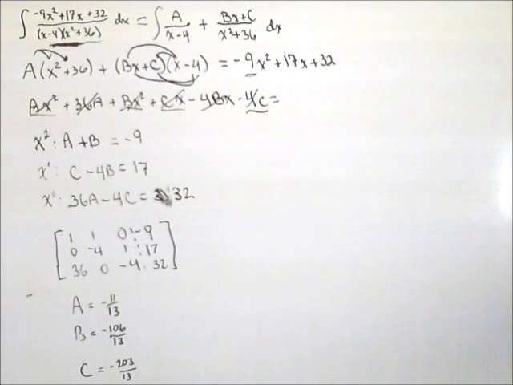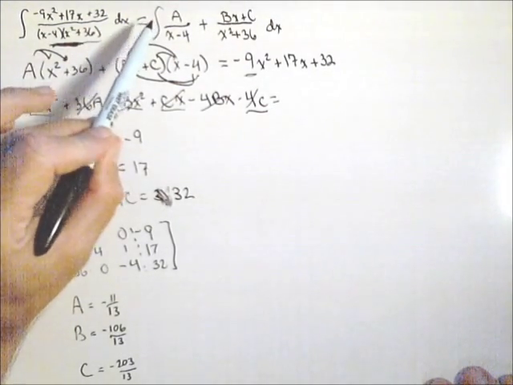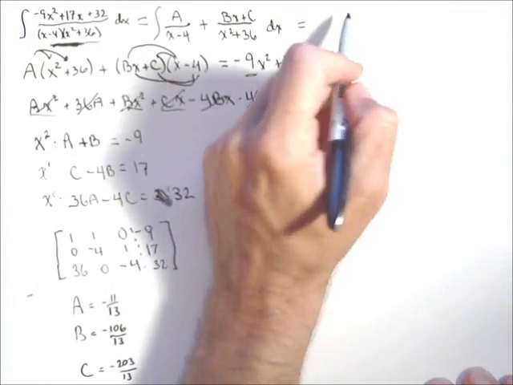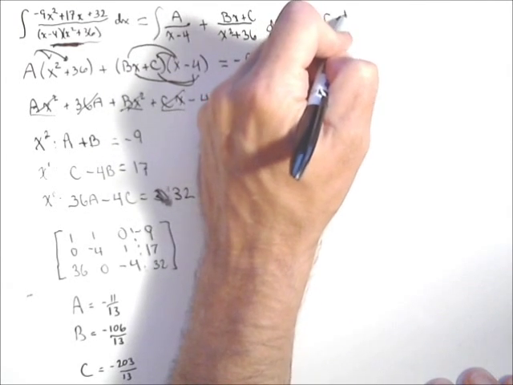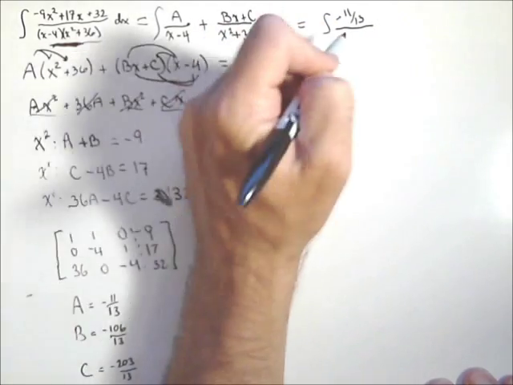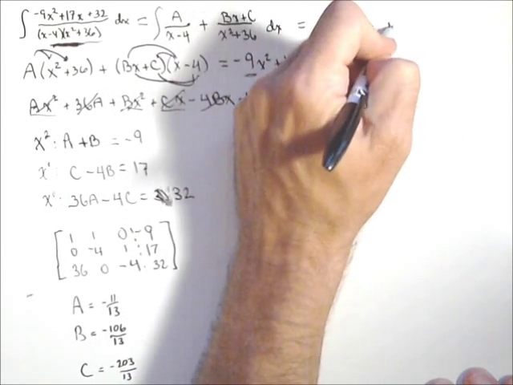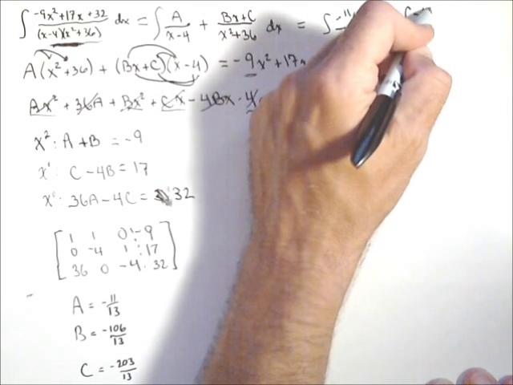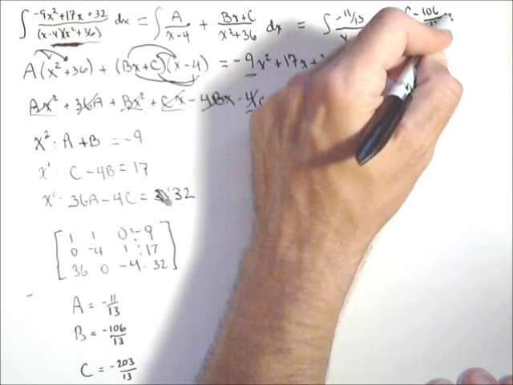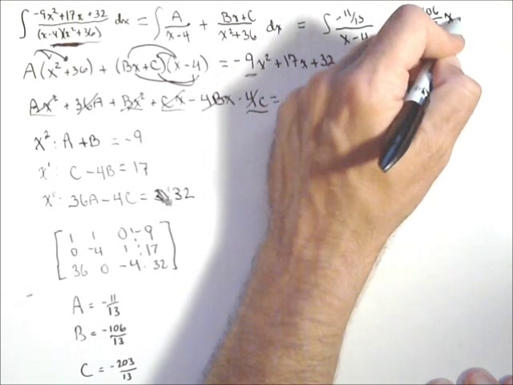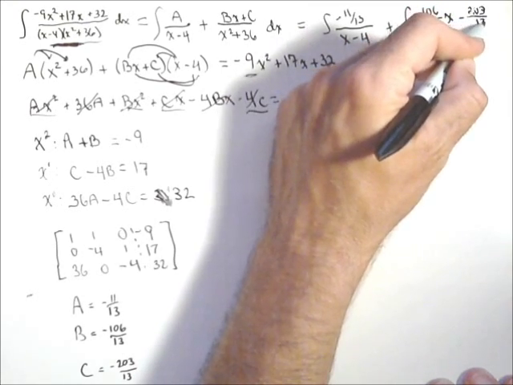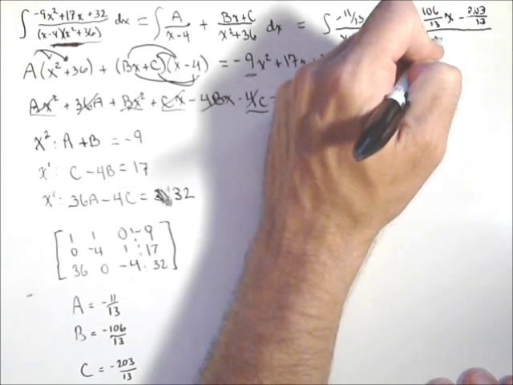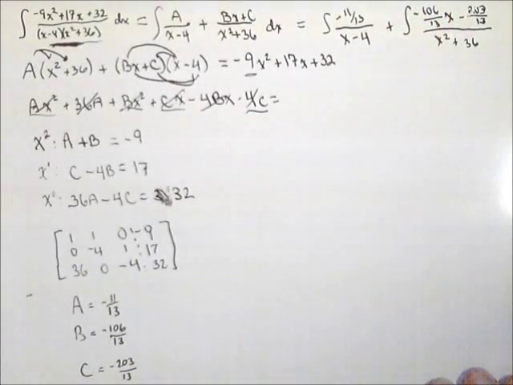Now let's see if we can fit the rest of this problem off to the side. Now we have A and B. So we know that we are trying to solve the integral of negative 11 over 13 over x minus 4 plus negative 106 over 13x minus 203 over 13, all over x squared plus 36. So there's the messy integral we're trying to solve. So let's put this on another sheet for a little bit more room.